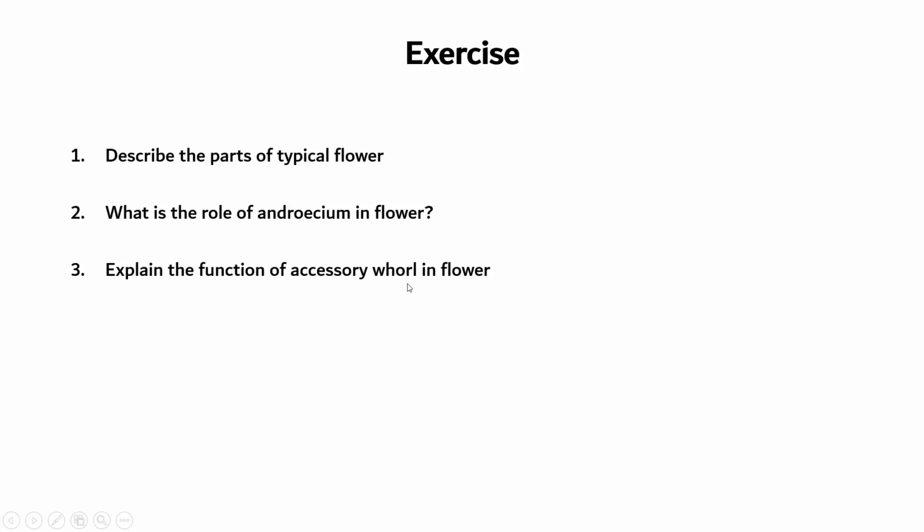Explain the function of accessory whorls in a flower. We have studied that there are 2 whorls, calyx and corolla. Mostly calyx is green and corolla members are colored. That's why the main function of calyx is photosynthesis and protection of the inner whorls during the bud condition of the flower. And the function of corolla is the attraction of insects due to their bright color for pollination.